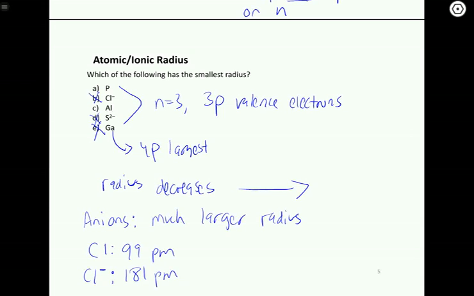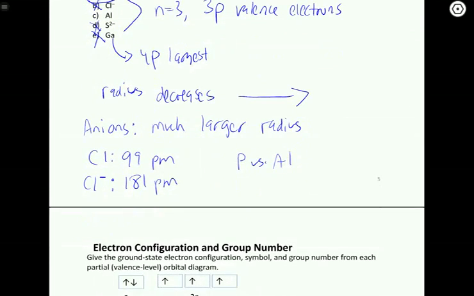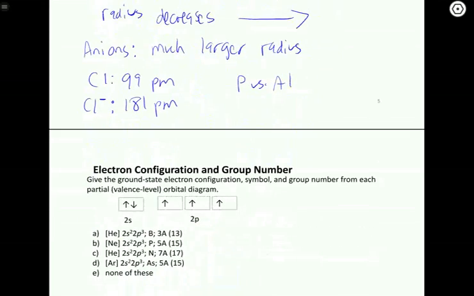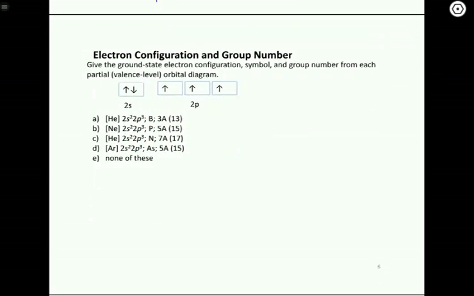So all we're left with is phosphorus versus aluminum, and remember that the radius decreases as we go left to right. Phosphorus is to the right of aluminum, so phosphorus is going to be the smallest one. So choice A is what we wanted to pick for this one. All right, so this is a little bit of a complicated problem. It's not something I mentioned explicitly in class, but we can be aware now that anions have much larger radii than the neutral atoms that are comparable to them.